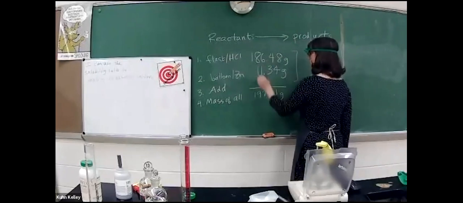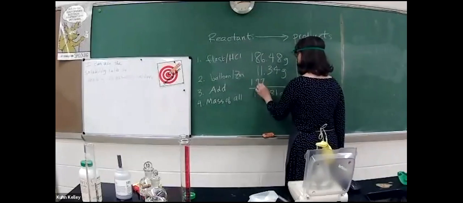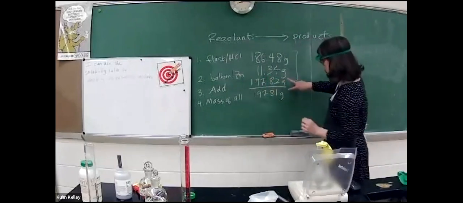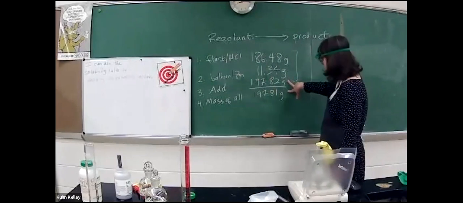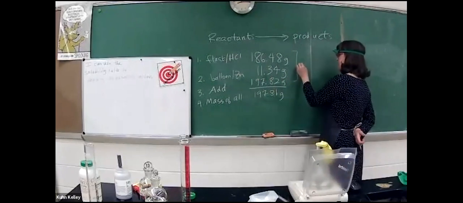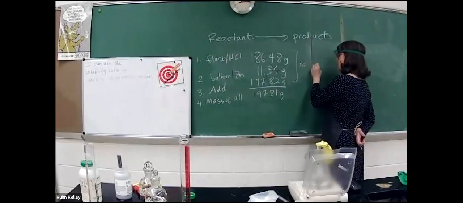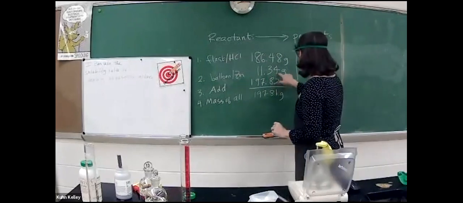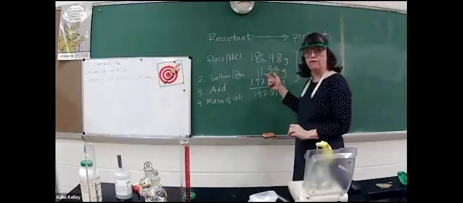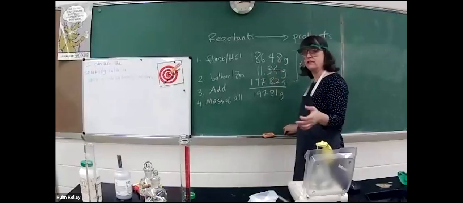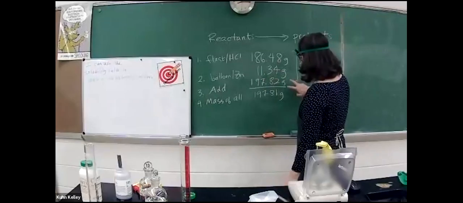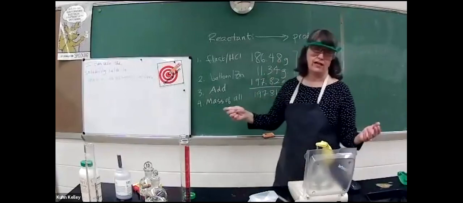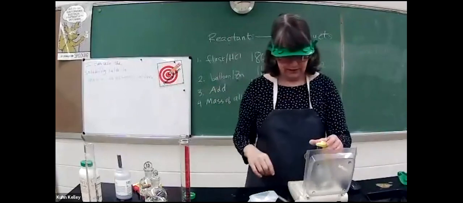So what do these add up to? These add up to 197.82. Now, should these be different? No. Why are they different? Well, my balance is accurate to plus or minus 0.02. That's how accurate my balance is. So this very last number could be off by as much as 0.02. All balances have their limits of accuracy. So am I within the range of error? Yeah, I'm off by 0.01, and that's okay. That's a limit to my balance situation.